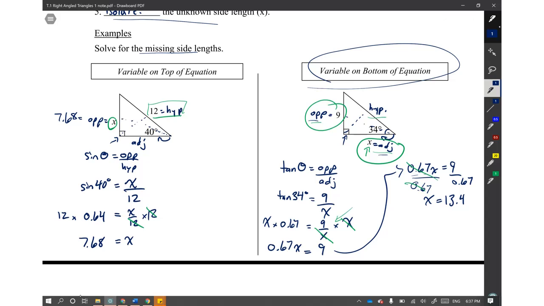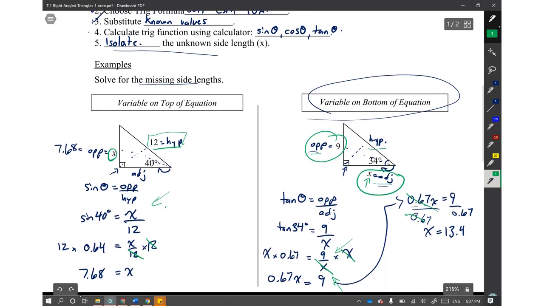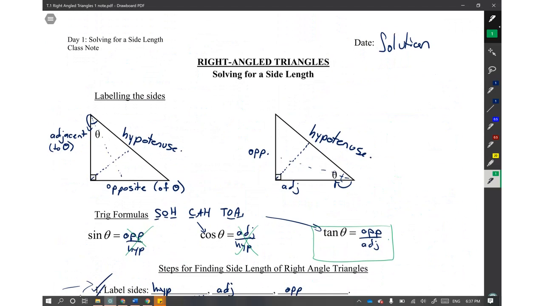So that's how I do it when I find my x is in my denominator here, like this, and my first method was used when my x is in my numerator. That's how we'll do it, and we can use that throughout the unit.